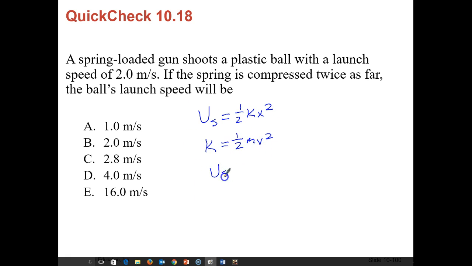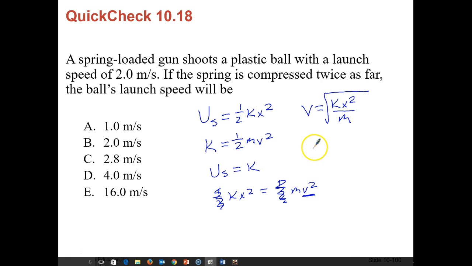So we're going to say that the potential energy before should be equal to the kinetic energy after. So we have 1/2 kx squared is equal to 1/2 mv squared. We can get rid of the halves. And now we want to find v, so let's go ahead and solve for v. If I want v by itself, I'm going to divide both sides by m. So this would be kx squared all over m. And this is squared, so we need to take the square root of both sides.